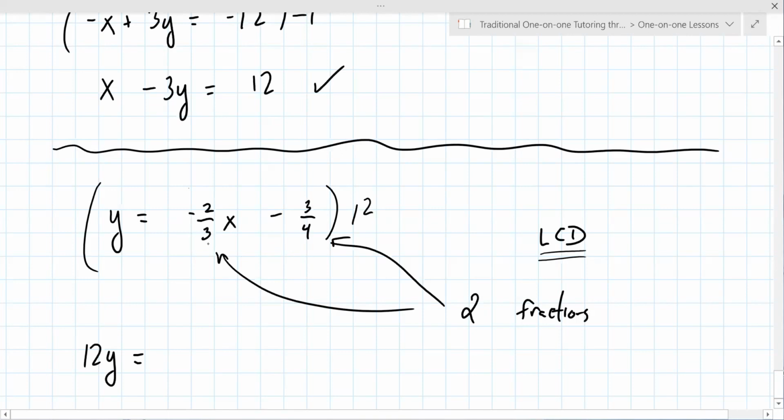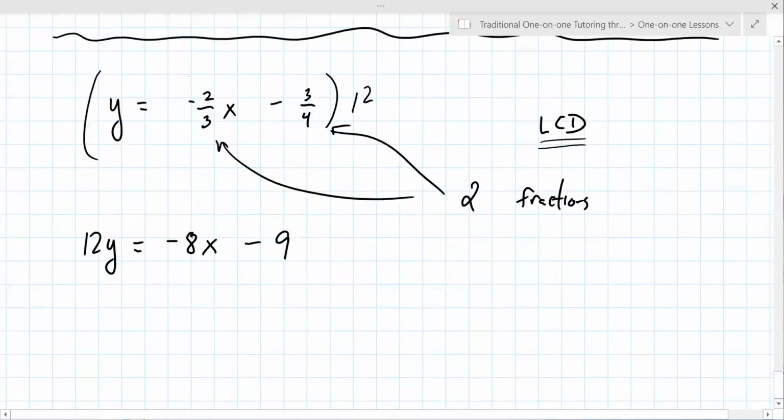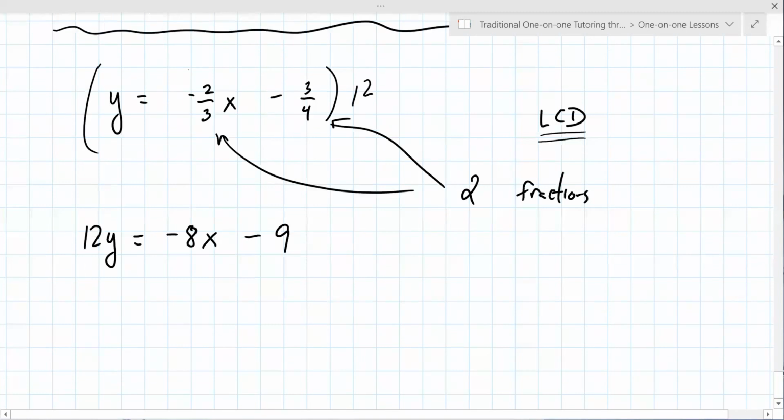Okay, so then minus 4 times 2, so -8. And then 3 times 3, would it be 9? -9? Yes. All right. Okay. Then it would be 8x plus 12y equals -9.